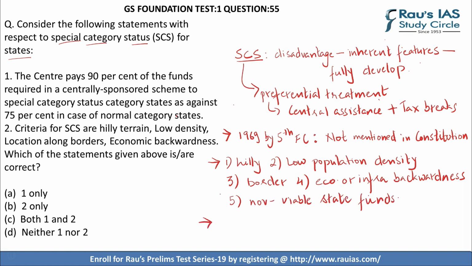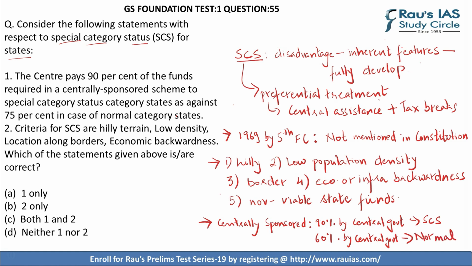Now, one of the major advantages which a state gets when it is a special category state is that in a centrally sponsored scheme, the central government will pay 90% of the funds, in contrast to the central government paying only 60% of the funds in case of a normal state. Now, the first statement reads, the center pays 90% of the funds required in a centrally sponsored scheme to special category status states as against 75% in case of the normal category states. This is wrong. As we have seen, the center pays 60% in case of a normal category state.